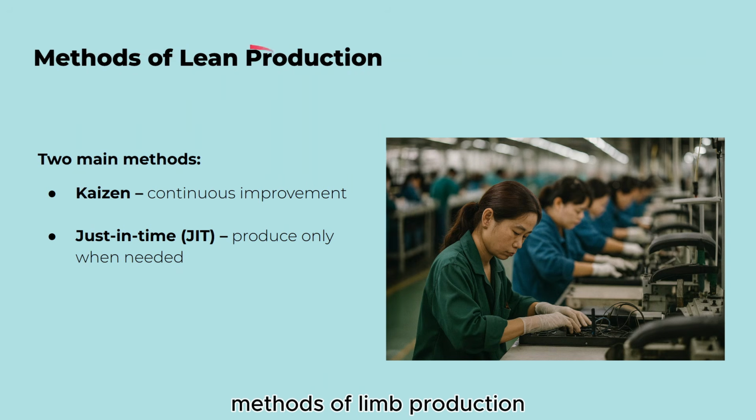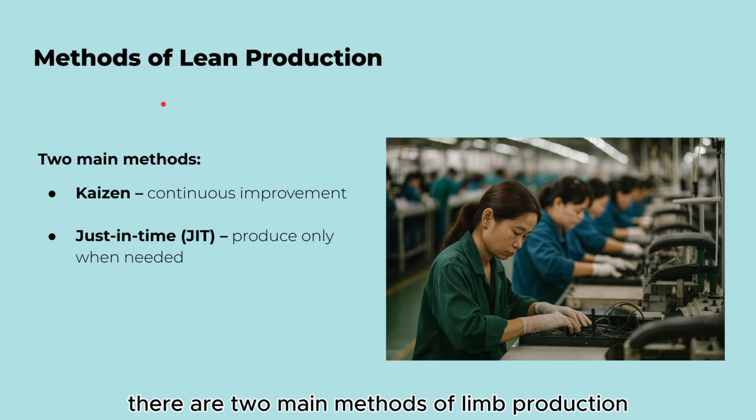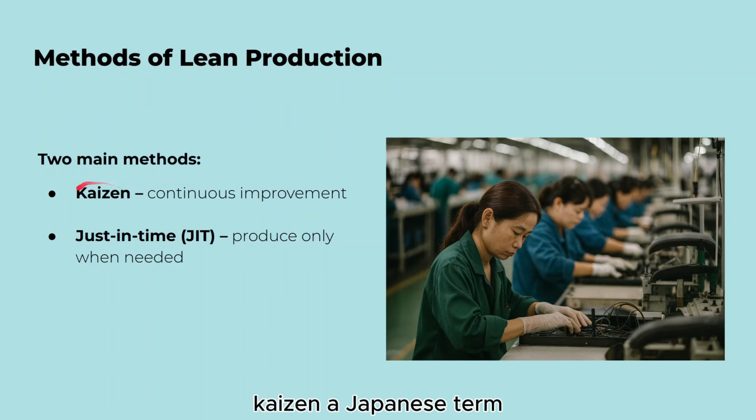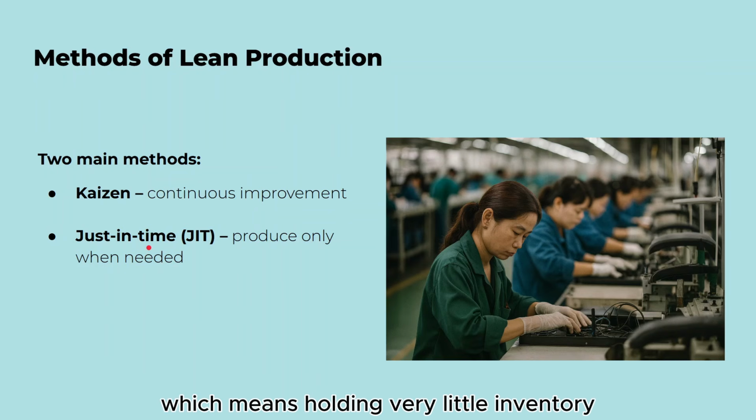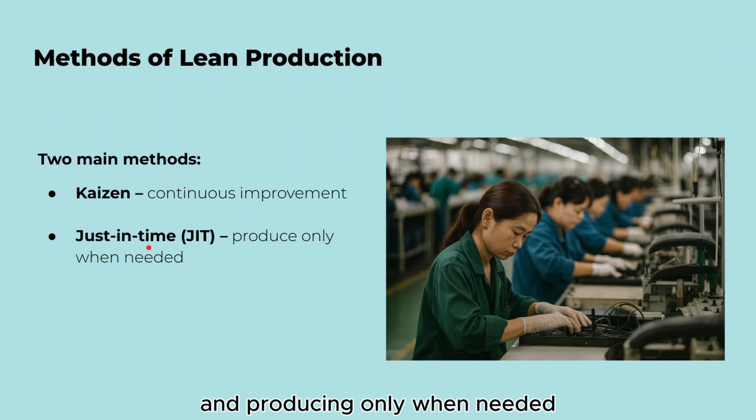Methods of lean production. There are two main methods of lean production. Kaizen, a Japanese term, means continuous improvement. It involves workers suggesting small regular improvements to reduce waste. And the second one is just-in-time, which means holding very little inventory and producing only when needed, which cuts costs.